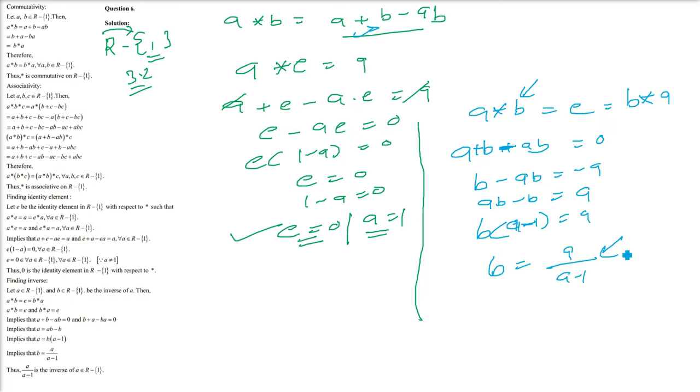B equals A by A minus 1. This is the inverse of A in R minus 1, because if you take A equals 1, it will be A by 0 and that will not be defined. This is the inverse.